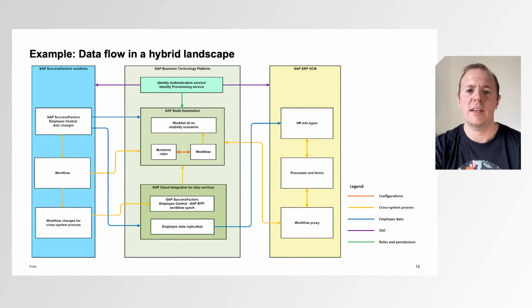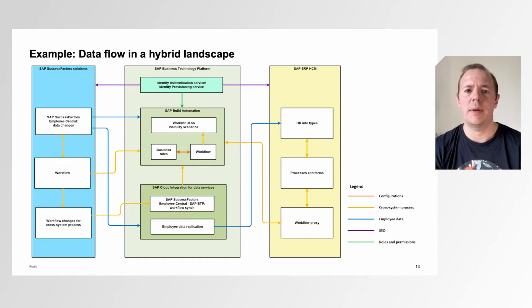Once the workflow data is synchronized, the process item is visible on the central worklist UI. Now, HR administrators can view the process item and navigate directly from the central worklist to the workflow UI in SuccessFactors. By using the identity authentication service, no additional login action is required. Once an HR administrator approves the workflow in SuccessFactors, the changes are again synchronized via cloud integration to the workflow and process visibility capabilities on BTP.